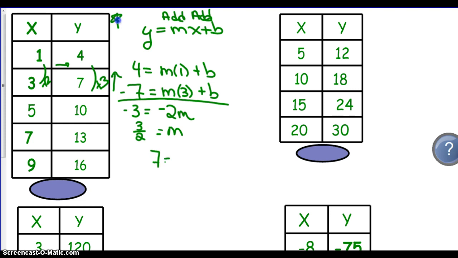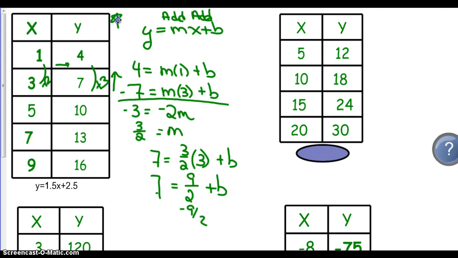So 7 equals 3 over 2 times 3. Just kidding, it's not going to cancel out. It would just be nice if it did. So 9 over 2 equals 7. Subtract the 9 over 2. And there you go. You have 1.5x plus 2.5. All right, you can see your U try right there.